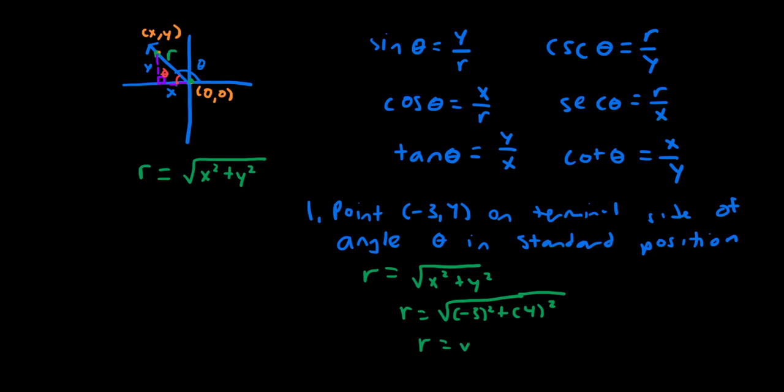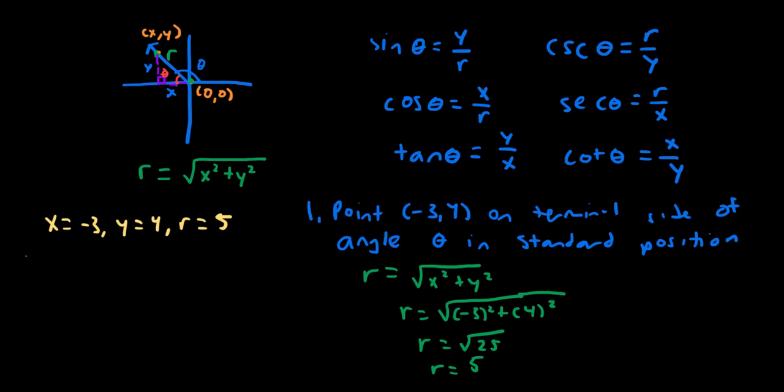So r equals the square root of 25. And r is going to be positive because the radius is always positive. So r equals 5. So now we have x equals -3, y equals 4, and r equals 5. So we're going to evaluate the trig functions.